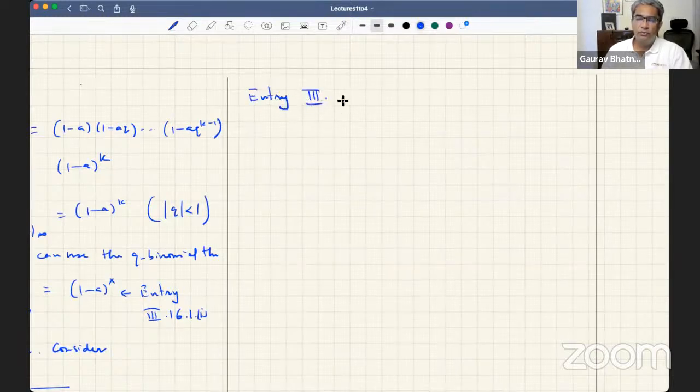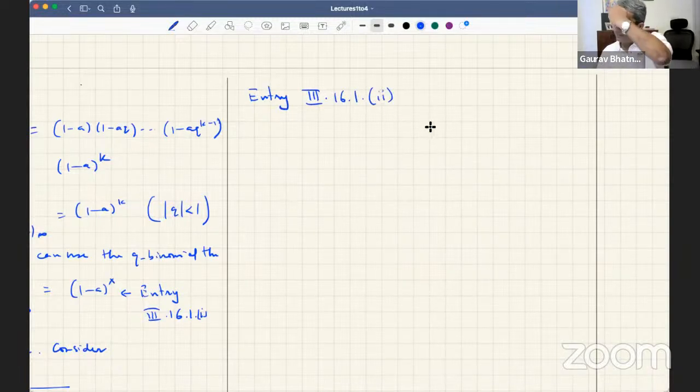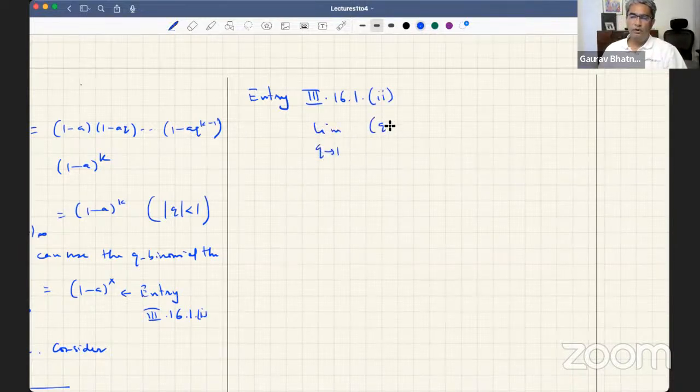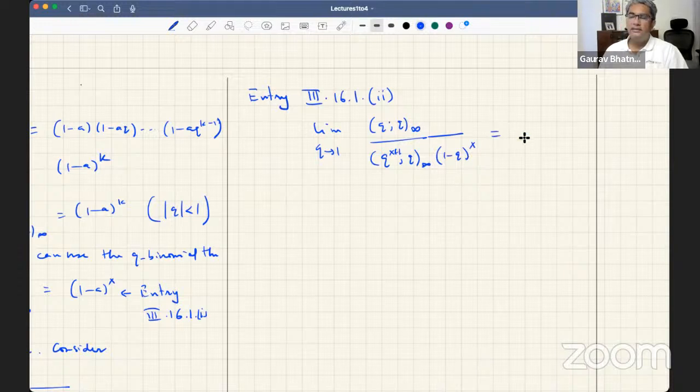This is in volume 3, chapter 16, entry 1, second part. And this says simply that the limit as q goes to 1 of (q;q) infinity, now I'm putting q raised to x instead of x plus 1, or I can just keep it x plus 1, so 1 minus q raised to x, is equal to gamma of x plus 1. So that's the objective. How to derive this?